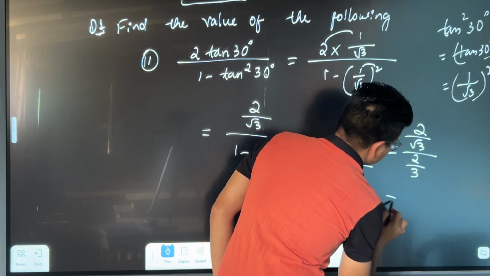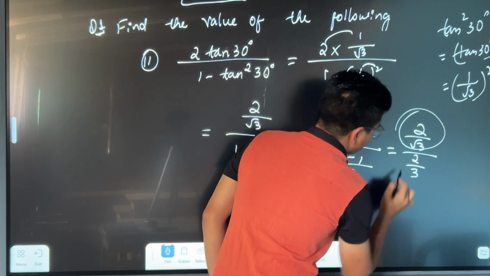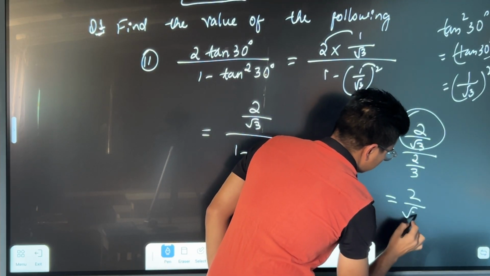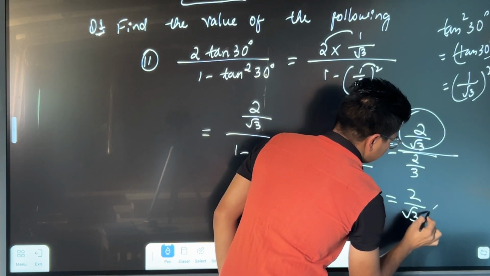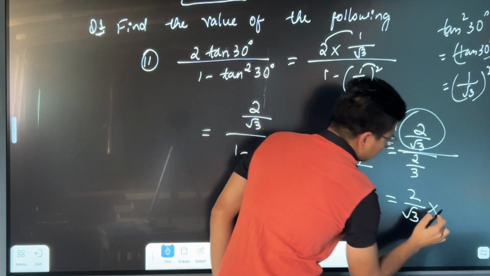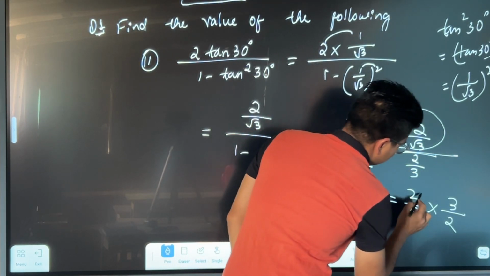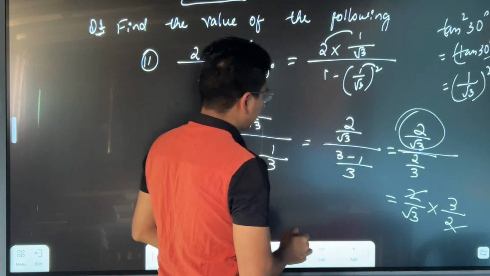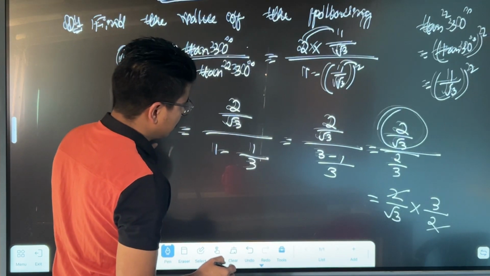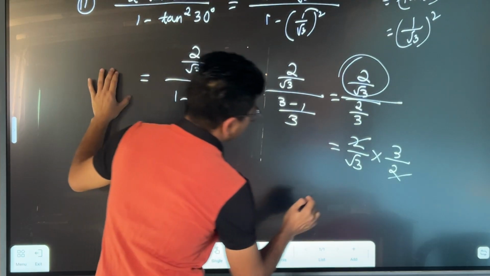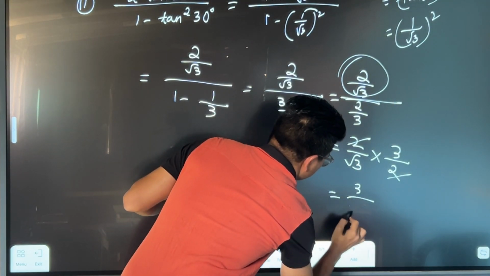Now simply write as it is, 2 upon root 3. Then this divide, if I write multiply, then the denominator will be inverted. This will become 3 by 2, correct. Then 2 can be cancelled. Then finally what do we get? We get 3 upon root 3.